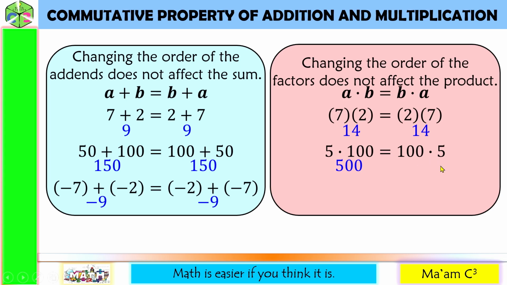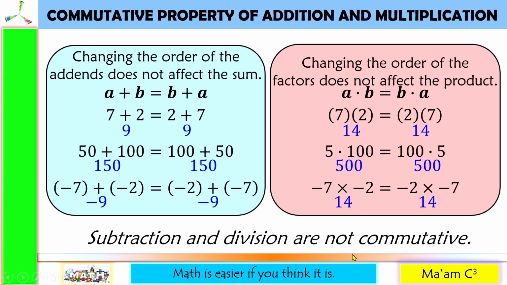100 times 5 is also 500. Another one, negative 7 times negative 2 is equal to negative 2 times negative 7. From what we have learned in our previous lesson, multiplying integers having the same signs will give a positive answer. So this will be positive 14. Also here, negative 2 and negative 7, negative times negative is positive. 2 times 7 is 14. Subtraction and division are not commutative.